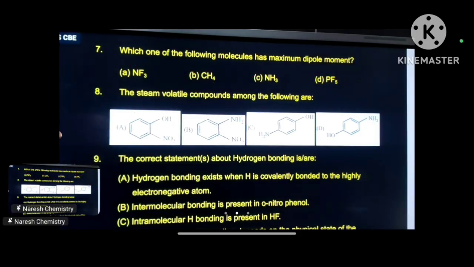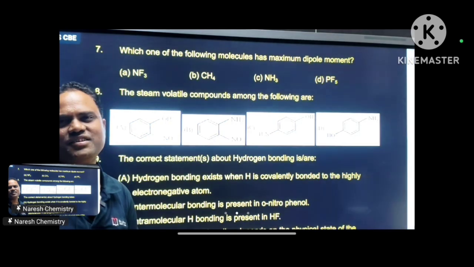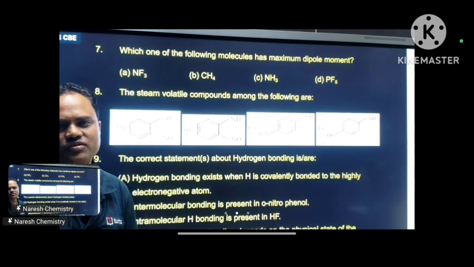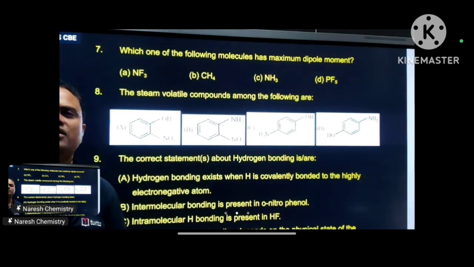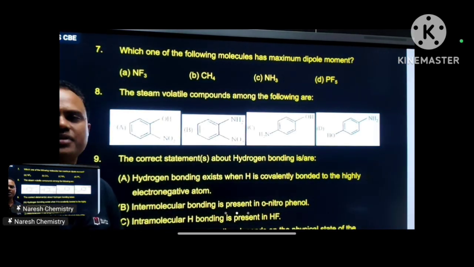The correct statements about hydrogen bonding. See, this is the difference between JEE Mains and NEET. In NEET, you will get easy questions. In JEE Mains, theoretical questions, concept related questions.